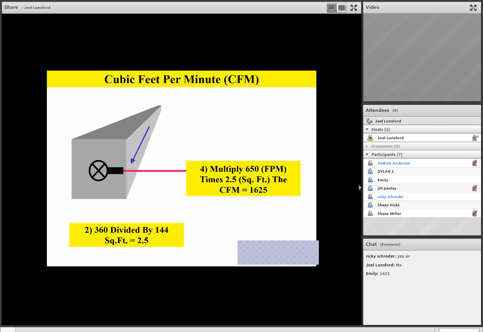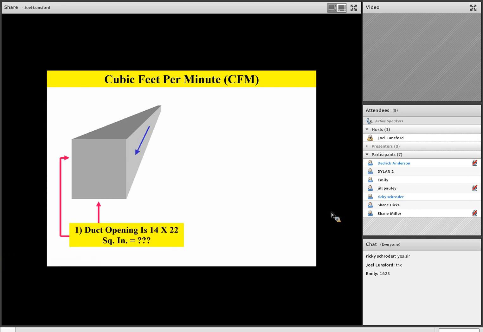Okay, so as we continue looking at our PowerPoint, let's do another example or two together. In our next example, we have a duct opening, or a cross section of a duct, that's 14 by 22. And so we multiply 14 times 22 on your iPhone or your calculator. You'll see that gives you a square inch area of 308.